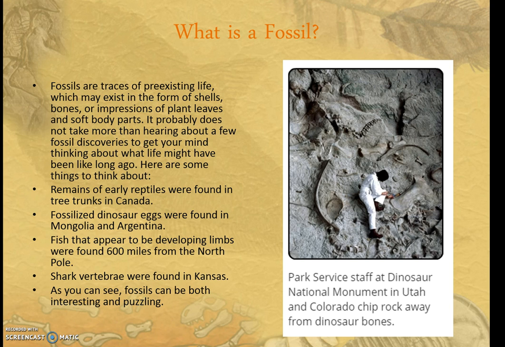Remains of early reptiles were found in tree trunks in Canada. Fossilized dinosaur eggs were found in Mongolia and Argentina. Fish that appear to be developing limbs were found 600 miles from the North Pole. Shark vertebrae were found in Kansas. So as you can see, fossils, especially where they're found, can be both interesting and puzzling. In this picture, you can see a Park Service staff member at Dinosaur National Monument in Utah and Colorado chipping away rock to reveal these dinosaur bones.